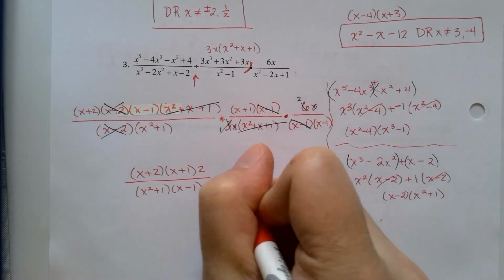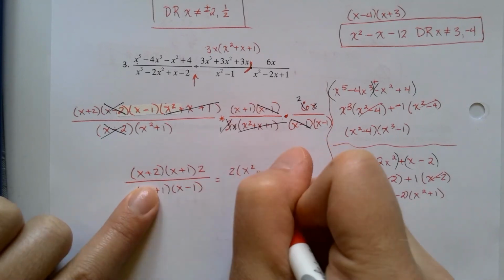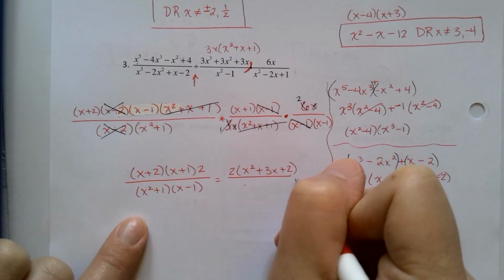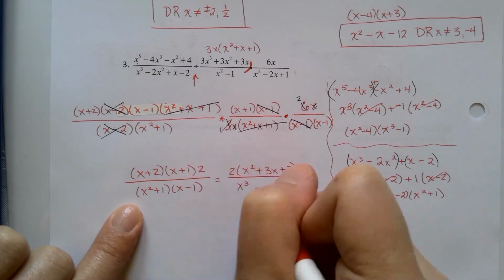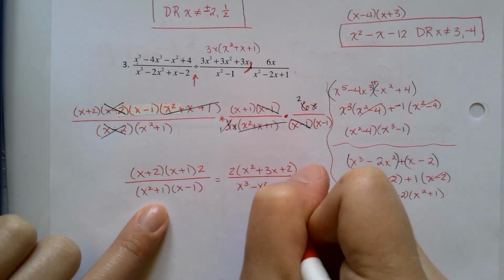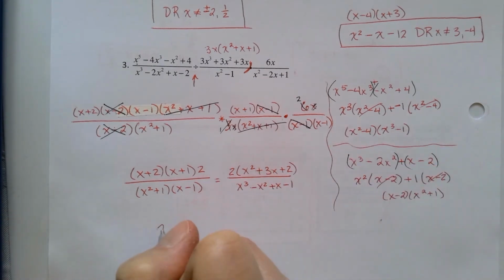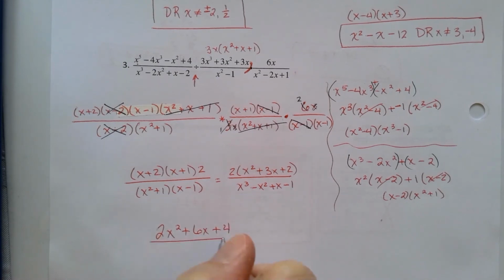So I'm going to leave that 2 out there. I'm going to FOIL that and get x squared, 1 and 2x would be 3x, plus 2. And then in the bottom here, I'm going to get an x to the third, and then I'm going to get a negative x squared. I'm going to get a positive x and a negative 1. Okay, so one final step for my final answer. 2x squared plus 6x plus 4 all over, and I think this is what I should have left down here.